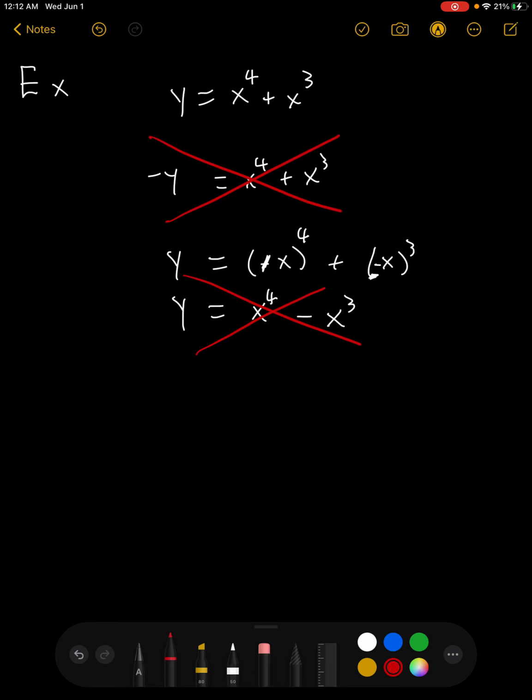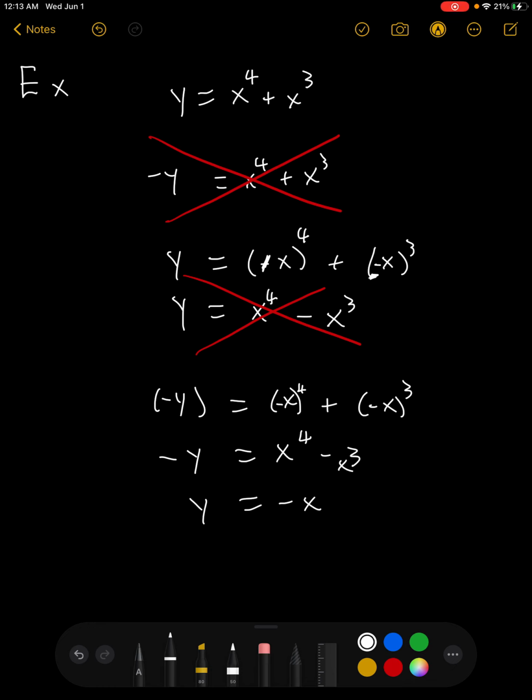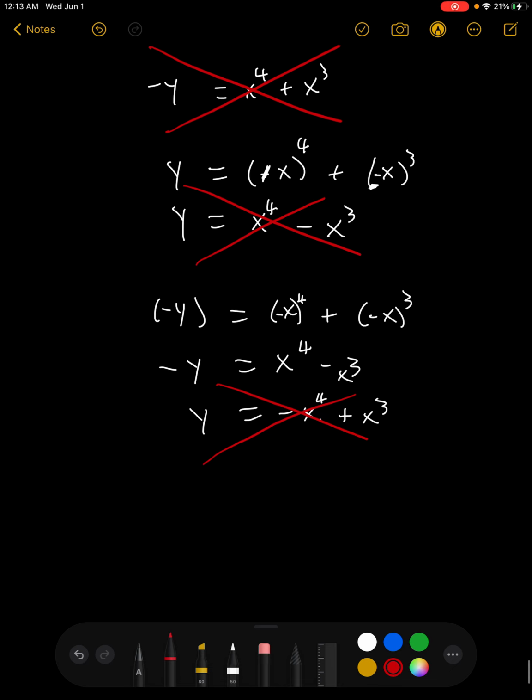And then if we tested this equation for origin symmetry, we'd replace the y with a minus y, replace the x with a minus x, simplify, so we get this. Could multiply both sides by -1. We get this, which is not the original equation. So this function failed all 3 tests. So it has no symmetry. It's not symmetric about y, x, or the origin.